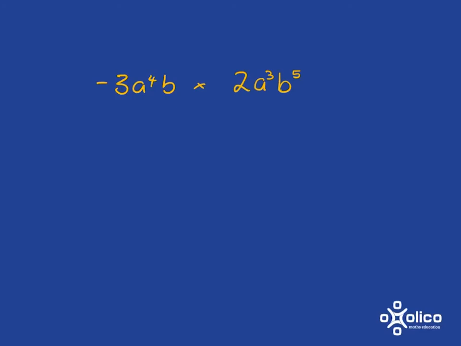If we needed to do a calculation like this, we start by looking at each bit in turn. Let's start with the coefficients and multiply them together. We've got negative 3 multiplied by 2. That gives us negative 6. We then move on to our a's. So here we've got a to the 4 multiplied by a to the 3. And so we've got a to the 4 plus 3 just using our exponent law.